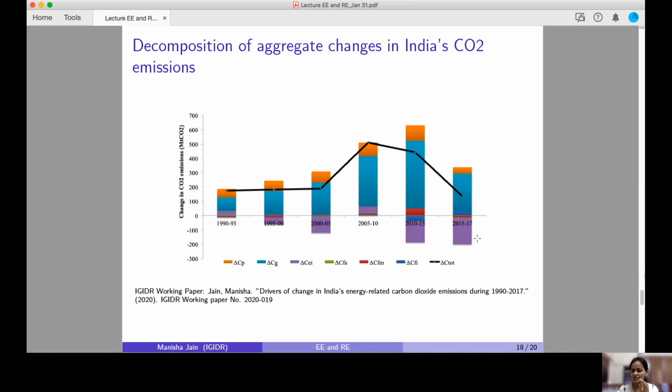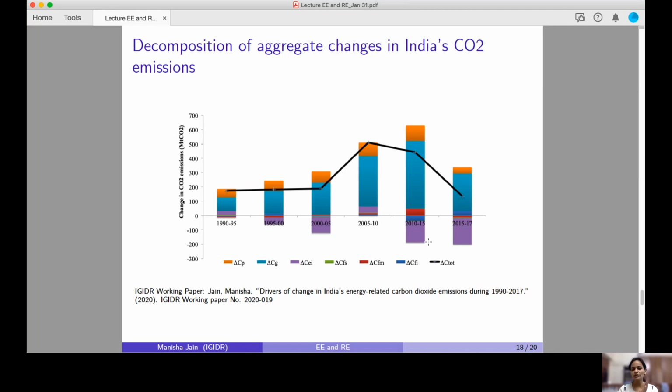When we use the log mean Divisia index approach to calculate the change in carbon dioxide due to different factors, we see that in the early years energy intensity was declining, but economic growth was pushing the emissions up, so there was no significant change in CO2 emissions. From around 2003 onwards, India's growth changed substantively. From 2005 to 10, everything increased, so energy intensity also contributed to an increase in emissions. But from 2010 onwards, energy intensity is contributing to a decline in emissions.